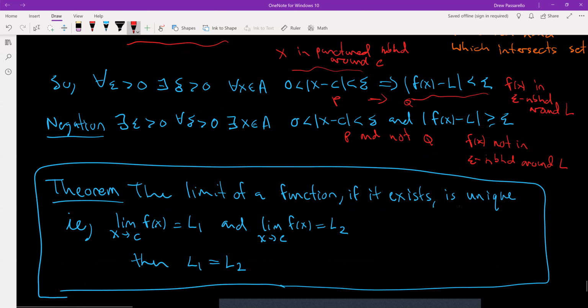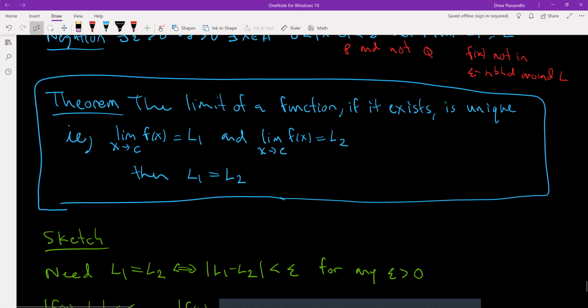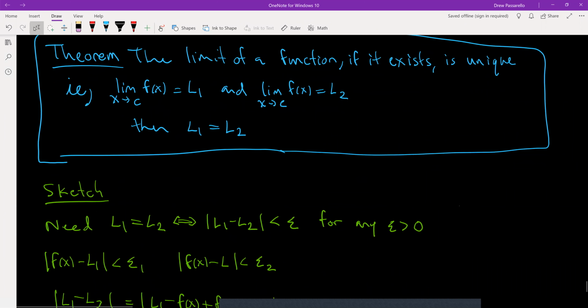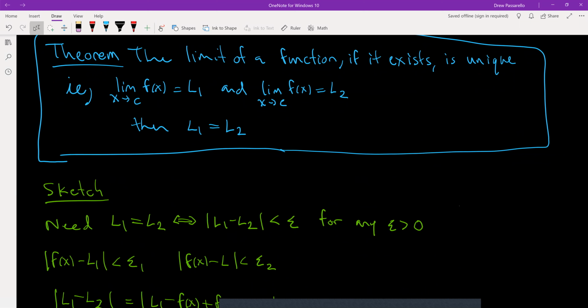All right, so theorem: the limit of a function, if it exists, is unique. In other words, if you have the limit as x approaches c of f of x equaling L1, and then you have it equaling L2, then it has to be that L1 equals L2. For the sketch, we're going to assume the limit as x approaches c of f of x equals L1 and the limit as x approaches c of f of x equals L2. We need to show that L1 equals L2.